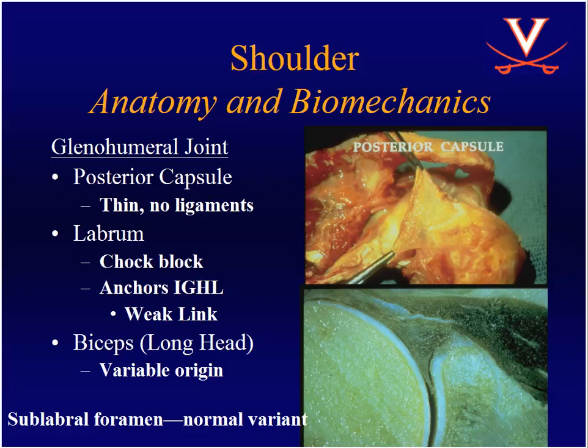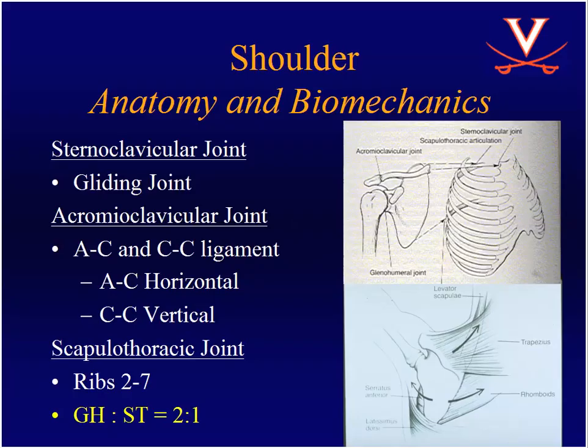How about the joints other than the glenohumeral joints? Well, we have the sternoclavicular joints. It's a gliding joint. We have the acromioclavicular joint that is composed of both the acromioclavicular and the coracoclavicular ligaments. The coracoclavicular ligaments, the conoid and the trapezoid.